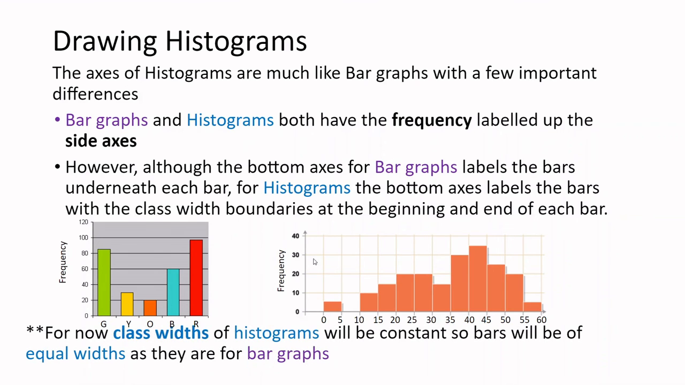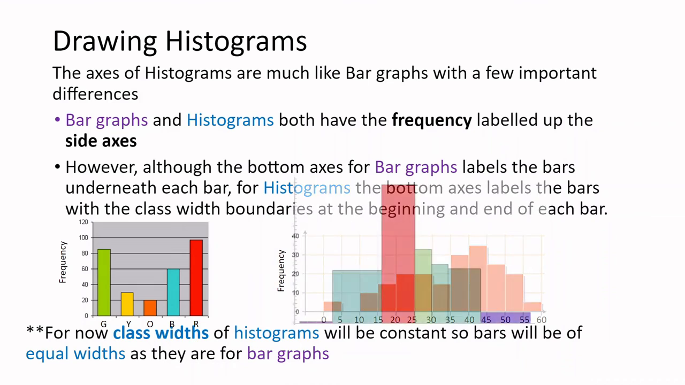Notice that each of these bars is the same width because the value at the beginning of the bar and the value at the end of the bar always have a difference of 5. This will always be the case in the beginning when we start drawing histograms.